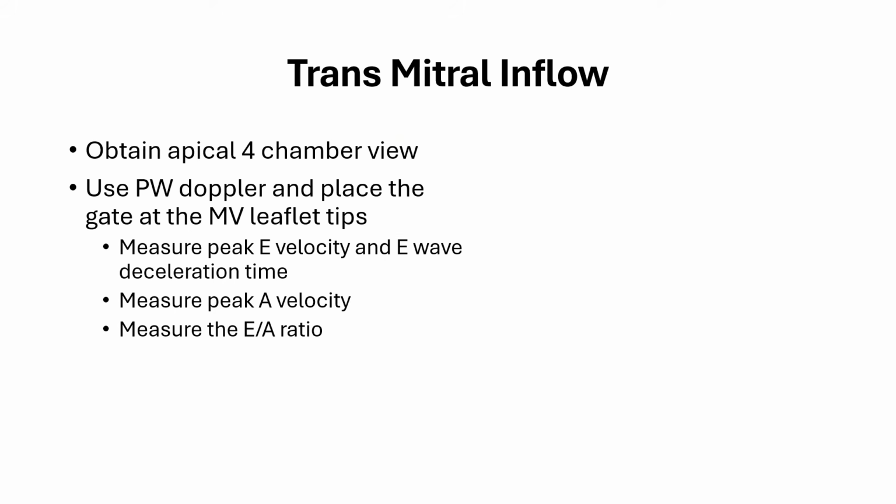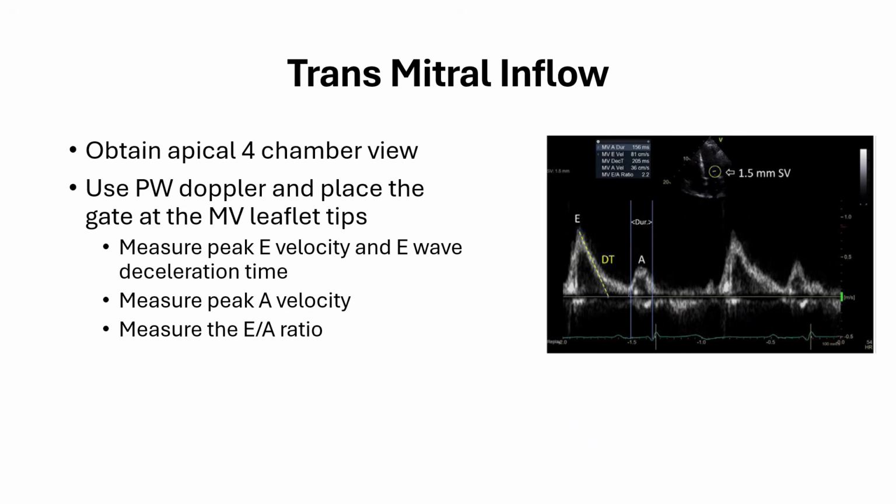So first, let's talk about the transmitral inflow. First, you want to obtain apical 4-chamber view. Utilize pulse wave Doppler and place the sampling gate at the level of the mitral valve leaflet tips. It is important to have EKG in order to better understand the timing of events. Here on the right part of the screen, you see a frozen image demonstrating the transmitral inflow velocities.